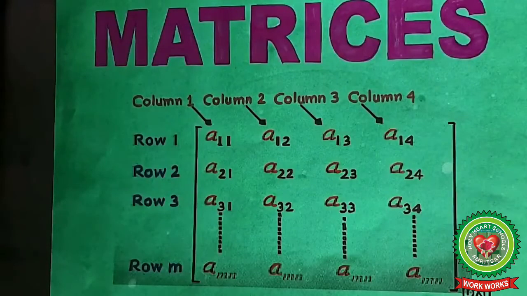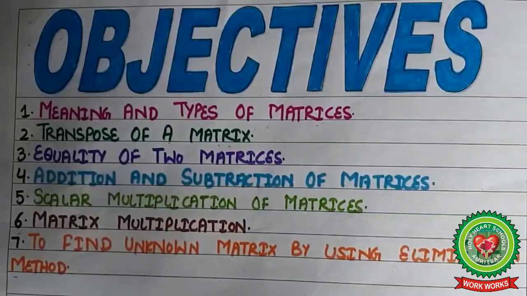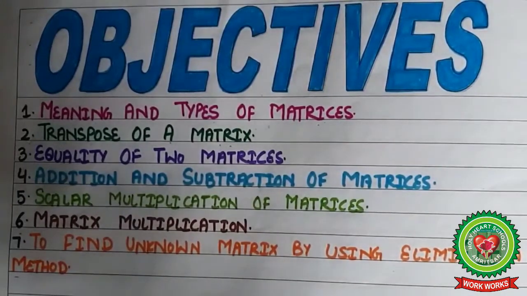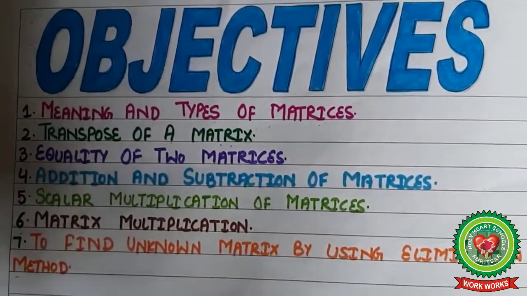Welcome to Maths class. Today we are going to begin with a new chapter, that is matrices, which deals with the arrangement of elements in form of rows and columns. Now what are rows? What are columns? This we will discuss later on. First of all, before starting with questions, let us have a look at the objectives of today's class.